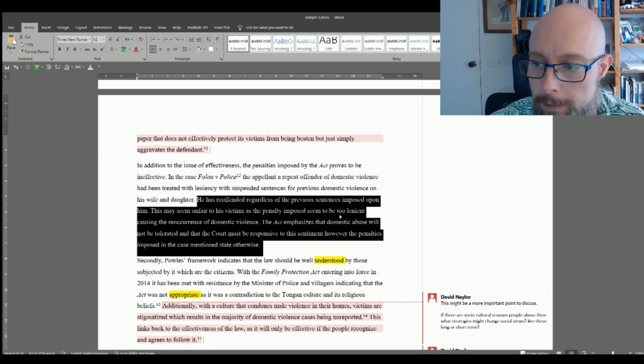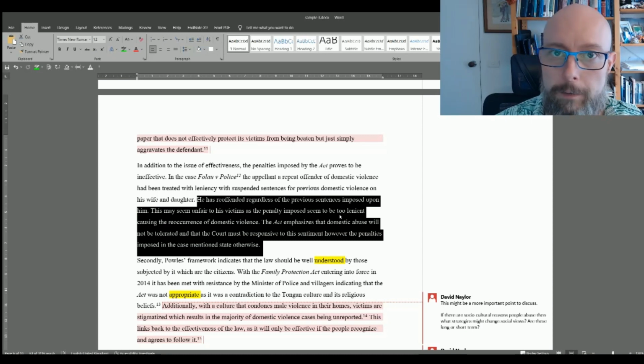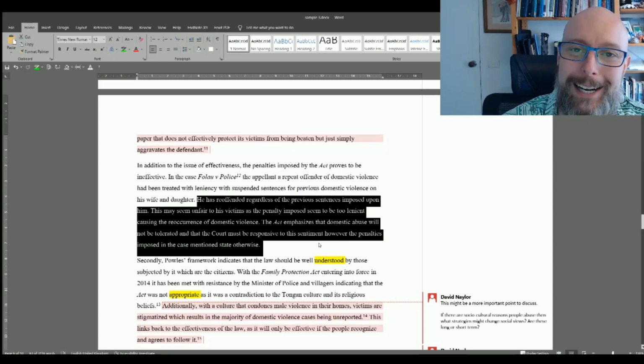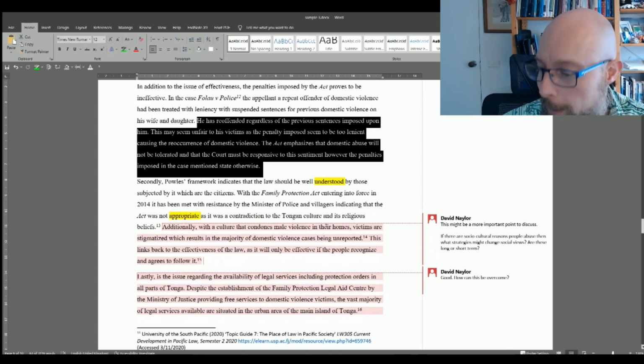Specifically, the penalties. For example, here's a case where a guy was charged with domestic violence and then received leniency. And then he did it again and again and again and kept on getting these lenient sentences. And therefore, the act isn't effectively protecting women or properly addressing domestic violence. Pretty clear. Good, tight argument. I want to see all of you justifying your arguments with evidence.